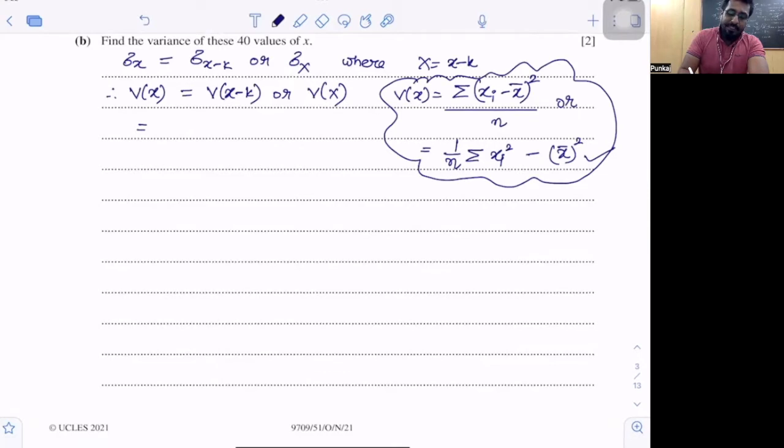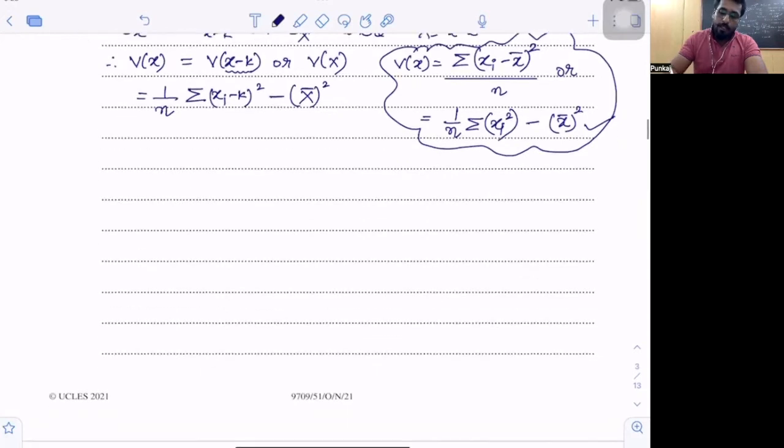So if you just simply replace x by x minus k, what will happen? The formula goes like this: 1 over n summation of, so you had xi square. That means you want to do the square of the variate. Your variate is x minus k. So I'll write here xi minus k the whole square, right? Minus, so xi minus k is what? Capital X. So you can write it as capital X bar square, or you can simply say it is x bar minus k the whole square. It's one and the same thing, students. Xi minus k is capital X.